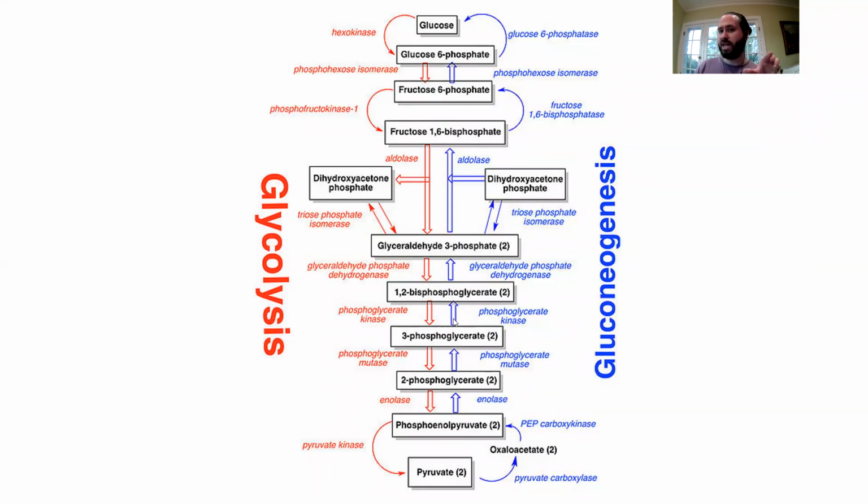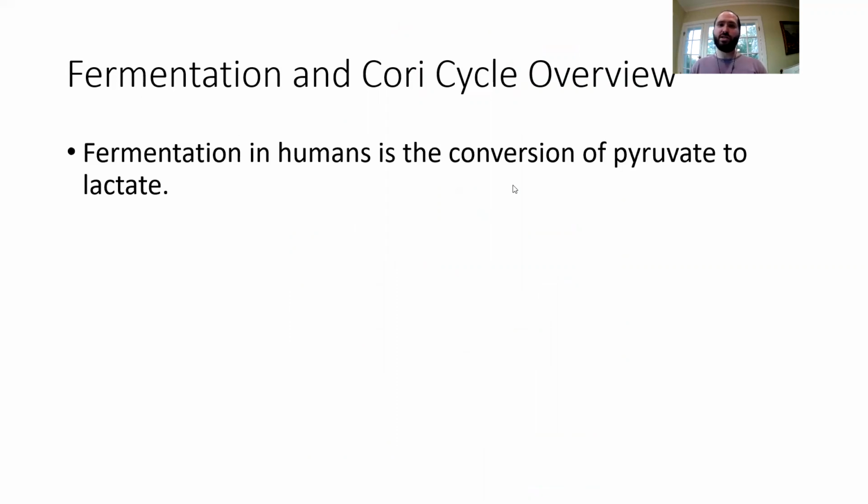So keep that in mind, the 6 ATP equivalents needed for gluconeogenesis, because when we get to the Cori cycle in a moment, we're going to see the liver use those 6 ATP equivalents. All right, onwards to fermentation and the Cori cycle. So fermentation in humans is the conversion of pyruvate to lactate. Are there other types of fermentation that we might be familiar with that other organisms do?